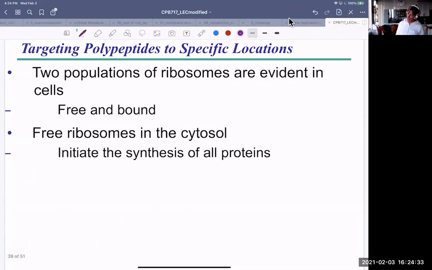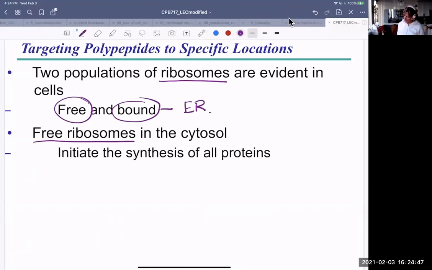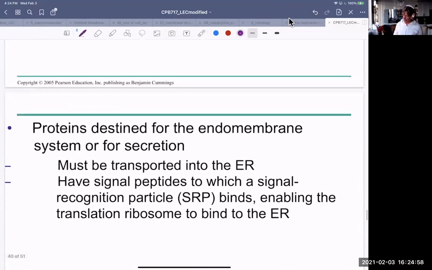So there's two different ribosomes in a cell. Some of them are free, just floating around free in the cytoplasm. Some of them are bound to an endoplasmic reticulum. The free ribosomes will initiate the synthesis of all proteins, but they won't all bind to the endoplasmic reticulum. Some of them will, some of them won't.